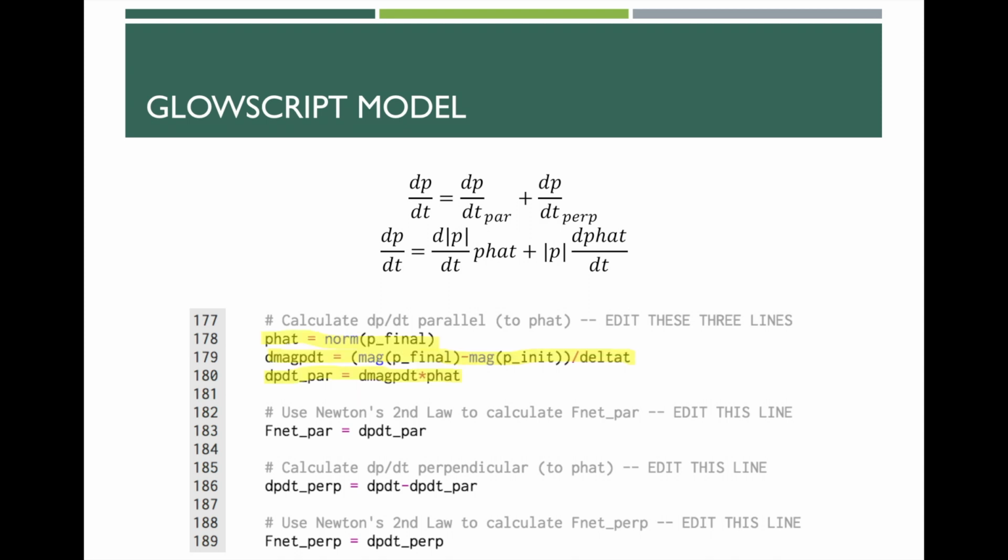P hat was set equal to the norm of the final momentum, and the change in magnitude of momentum per unit time was written out to be the magnitude of final momentum minus magnitude of initial momentum divided by delta t. Multiply these two values together, and the parallel component of dp/dt can be calculated. To calculate the perpendicular component of dp/dt, the formula of parallel plus perpendicular equal to total dp/dt can be rearranged to be solved for just the perpendicular force. Because of Newton's second law, the change in momentums can be set equal to the corresponding force components.